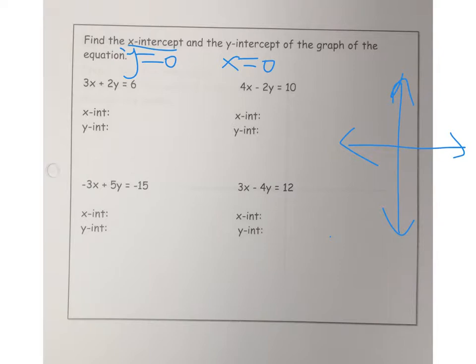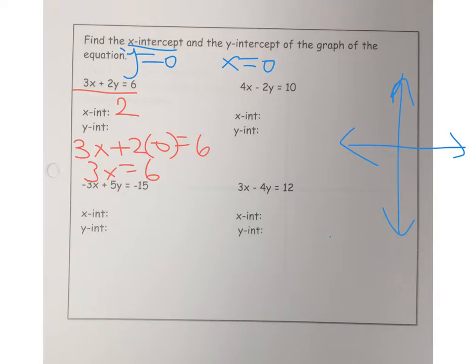So we're going to plug in here into this equation. Let's start with the x-intercept. So we're going to plug in then y is equal to 0. I'm just going to rewrite it here. So if y is equal to 0, 3x plus 2 times 0 is equal to 6. So 3x is equal to 6. So that means x is going to equal 2. So that would be the x-intercept.